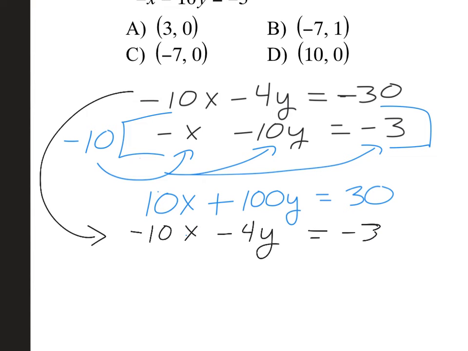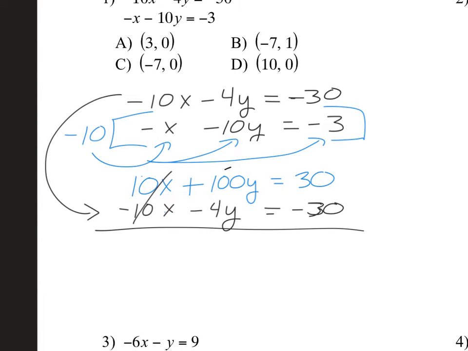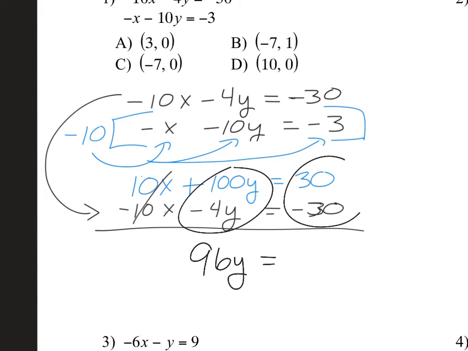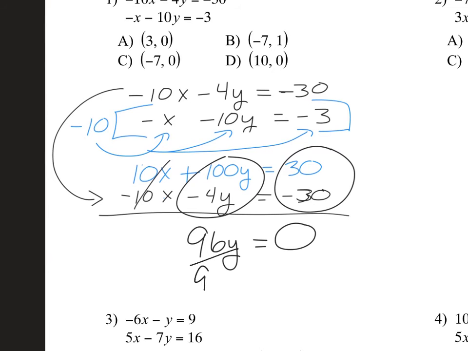And now I can combine these two equations and one of the variables is going to cancel because a positive 10x and a negative 10x is going to cancel out and leave me with just a 0. And then 100y minus 4y is 96y. And then 30 and a negative 30 ends up being a 0. So one more step, I just need to divide both sides by 96 in order to get the y fully isolated. So y is going to be equal to 0.